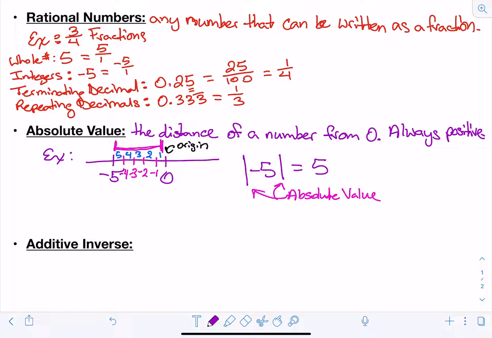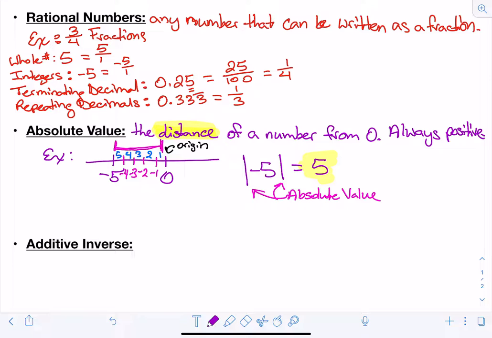So it's the same thing for absolute value, because it is the distance. You need to keep that in mind. It is the distance. Okay, it's not how much is that number worth. It's the distance of that number from the origin, which is 0. So in this case, it is 5 spaces away. So the absolute value is 5.